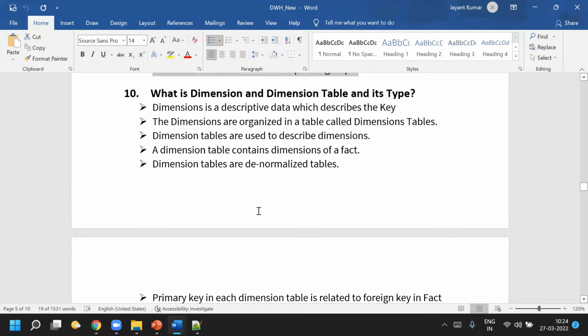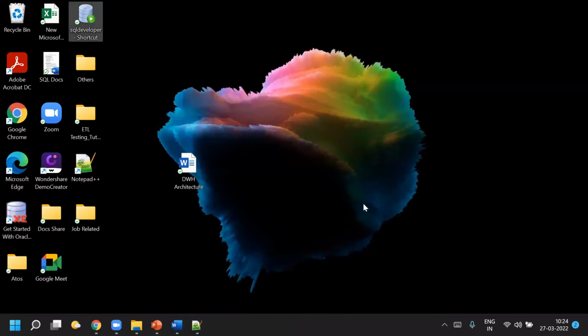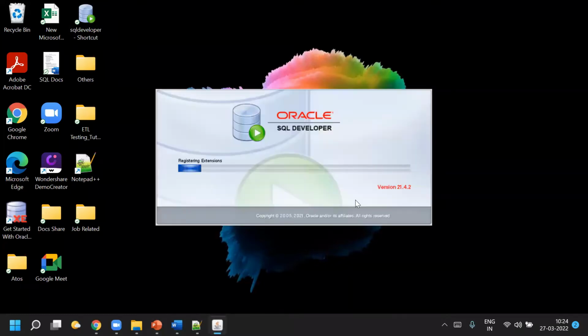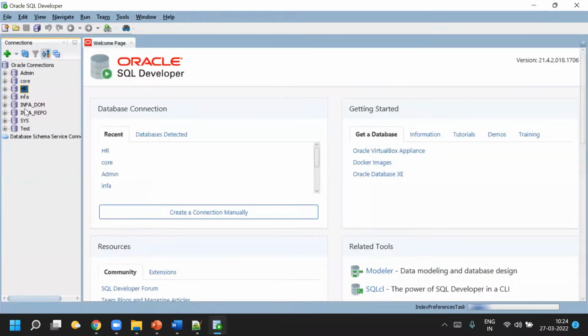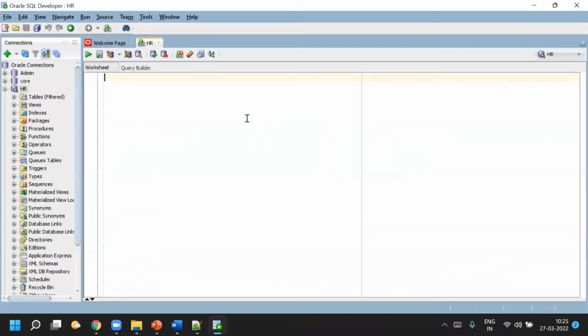Okay, so what is a dimension, a dimension table, and its types? What do dimension and dimension table mean? Let me open my database and we'll see one table in it. A dimension table is nothing but a table only, but they have mentioned dimension because it will have detailed data.